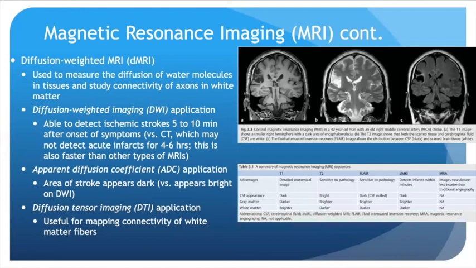DWI is able to detect ischemic strokes 5 to 10 minutes after the onset of symptoms, versus CT, which is not able to detect acute infarcts for 4 to 6 hours. So this is also faster than other types of MRI. This is very useful in terms of being able to identify ischemic strokes.